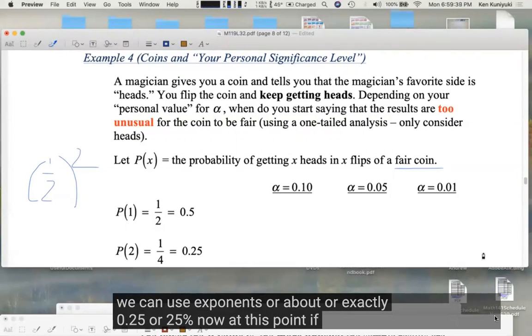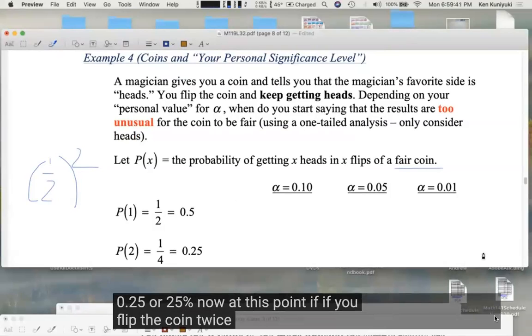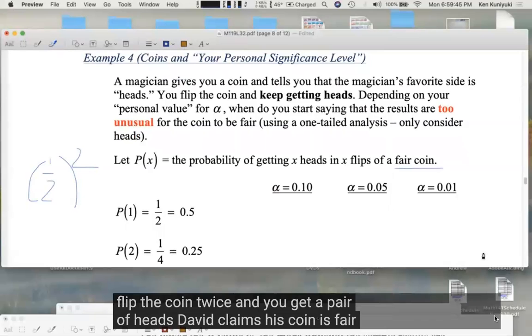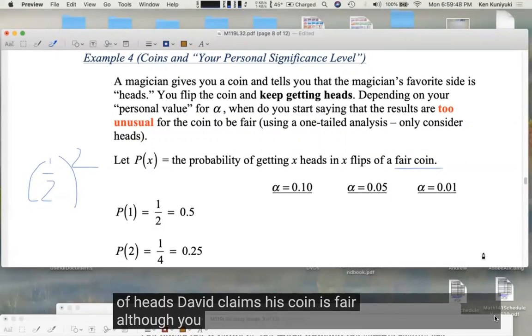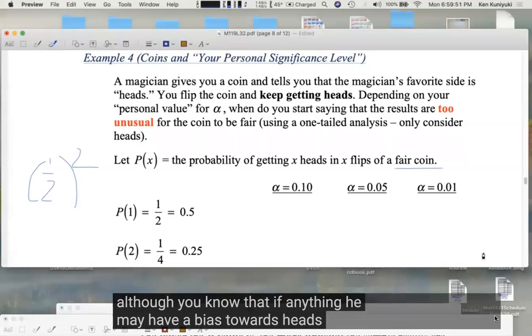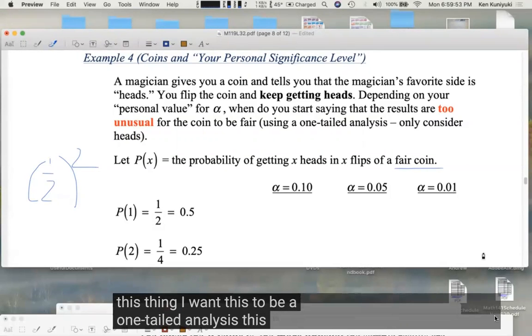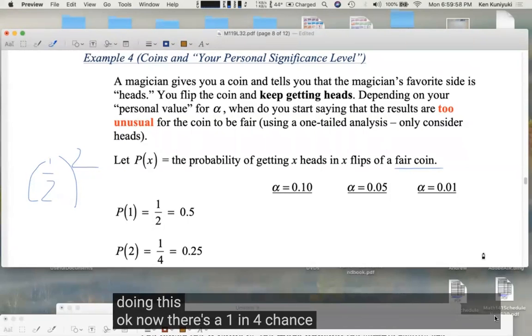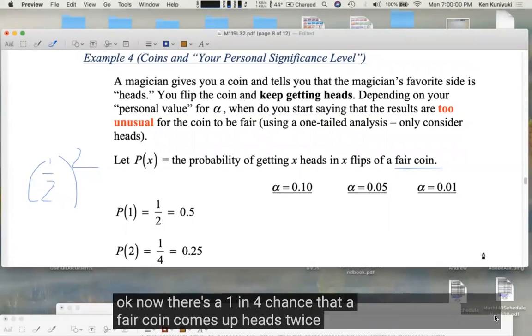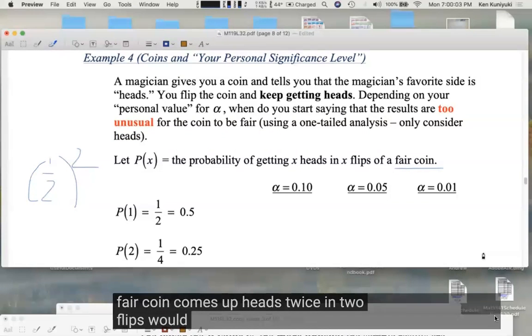Now at this point, if you flip the coin twice and you get a pair of heads, David claims his coin is fair, although you know that if anything, he may have a bias towards heads. See, here's the thing. I want this to be a one-tailed analysis. This is why I'm doing this. Okay, now there's a 1 in 4 chance that a fair coin comes up heads twice in 2 flips. Would anyone be prepared to call David a liar if David claims his coin is fair? Not too many people, almost no one, right?